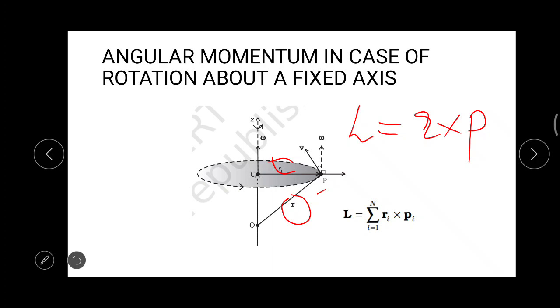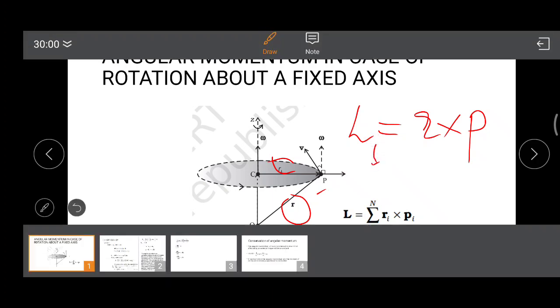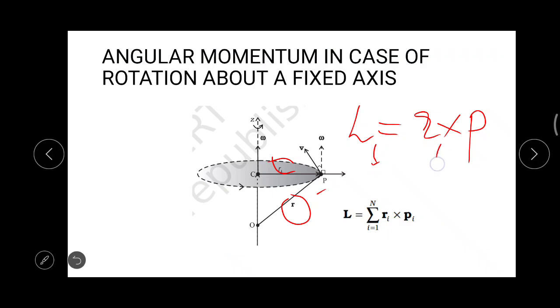Here if you are considering only one particle, the ith particle, then Li is equal to Ri cross Pi. As well, if you want to find out the angular momentum of n number of particles, you have to do the summation. Then the total angular momentum L is equal to summation of i equal to 1 to n Ri cross Pi.